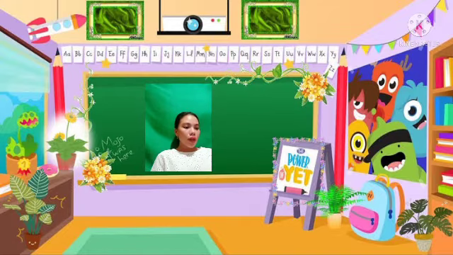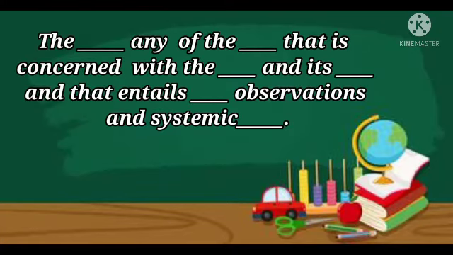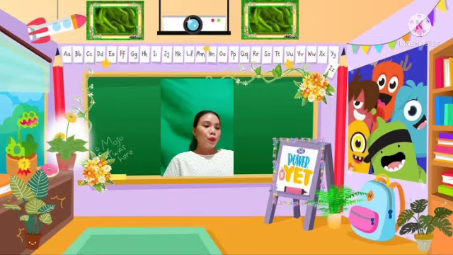1. Avoid mutilated sentences like this test item. So give enough clues to the student. Example of this one is: the blank, any of the blank that is concerned with the blank and each blank and that entails blank observations and systematic blank. 2. Avoid open-ended items. There should be only one acceptable answer. This item is open-ended, hence no good test item.